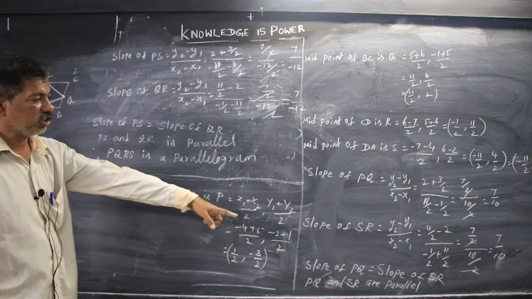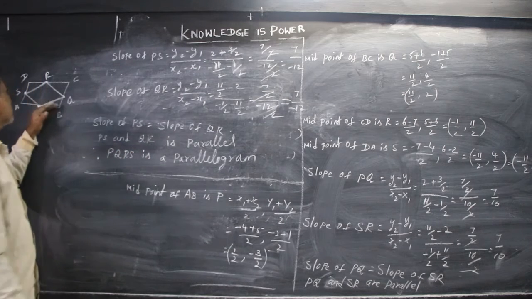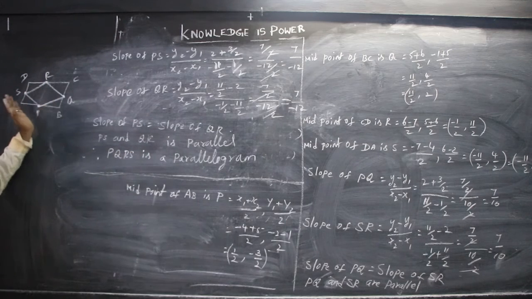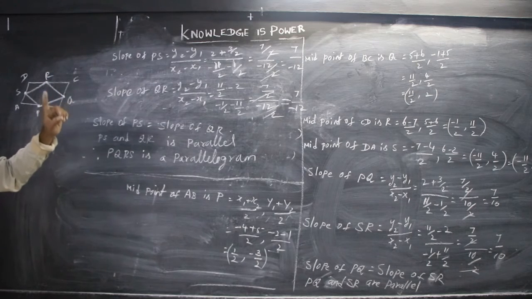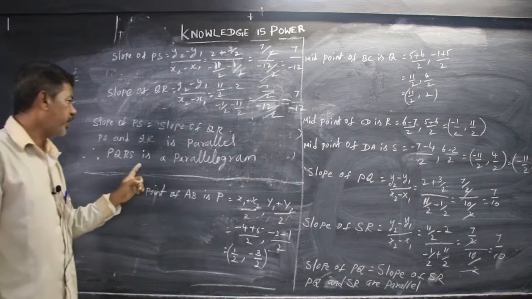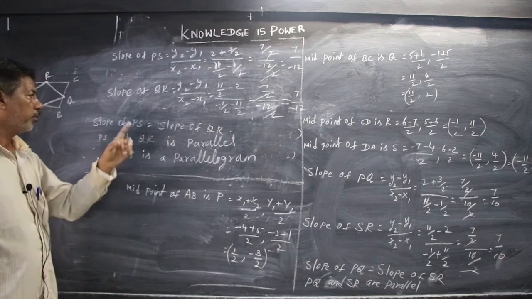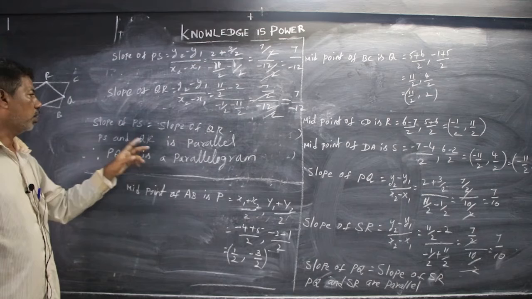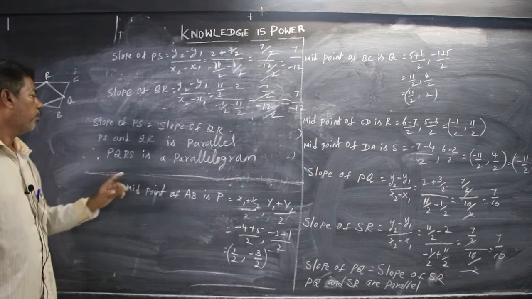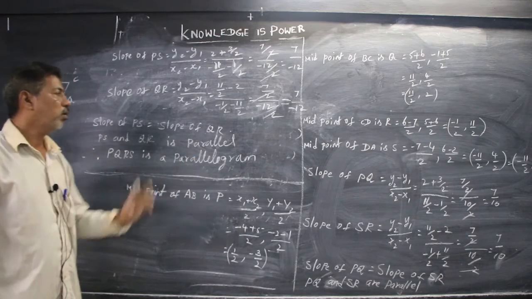In the same condition that we have written, when opposite sides are parallel, we previously did one of the sums. What? It is parallel. ABCD is a parallelogram. In the same way, PQ, RS, PS, QR, all are what? Opposite sides are parallel. Therefore, PQRS is a parallelogram.